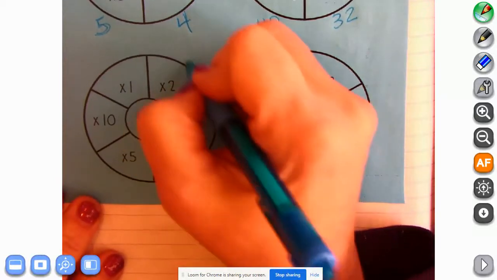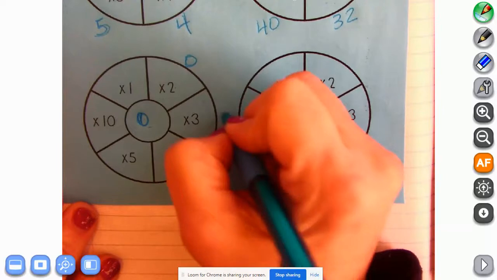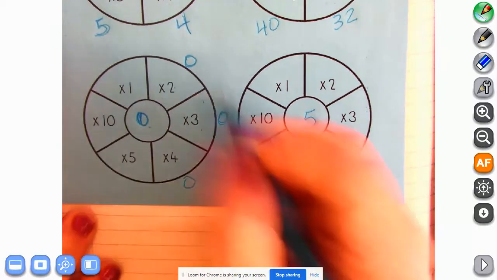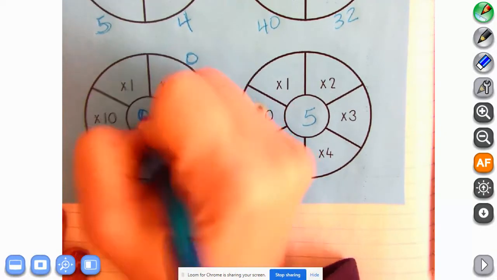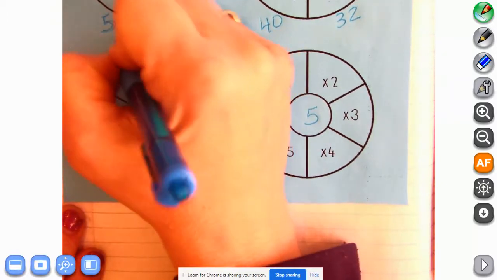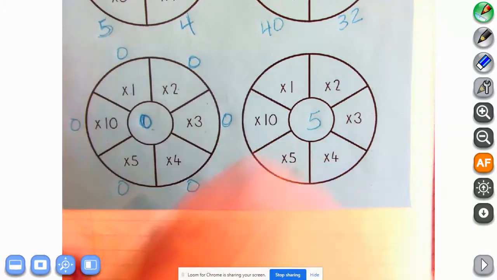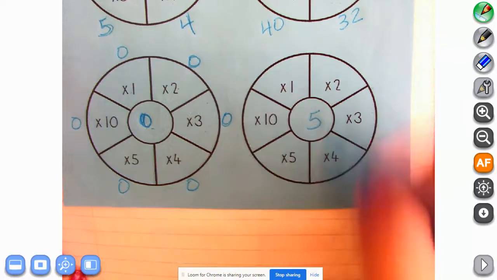0 times 2 is 0. 0 times 3 is 0. 0 times 4 is 0. 0 times 5 is 0. 0 times 10 is 0. 0 times 1 is 0. An easy one. I put that in there on purpose to help us remember. Anything times 0 is 0.